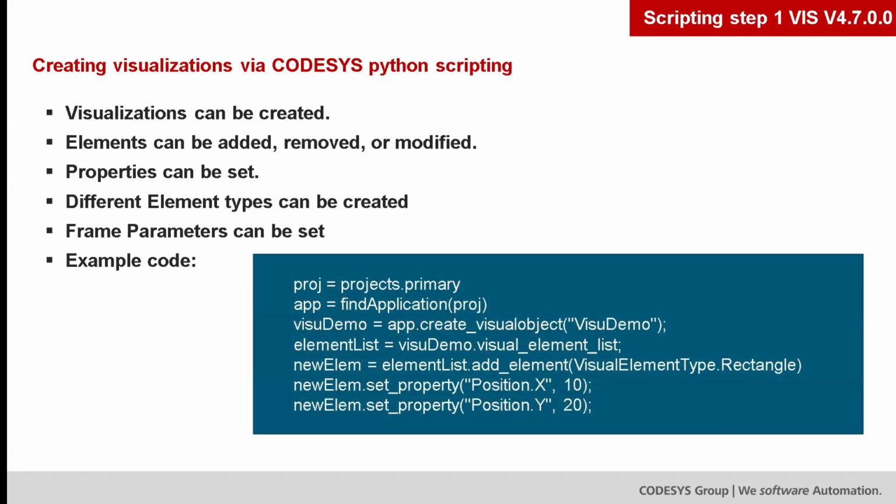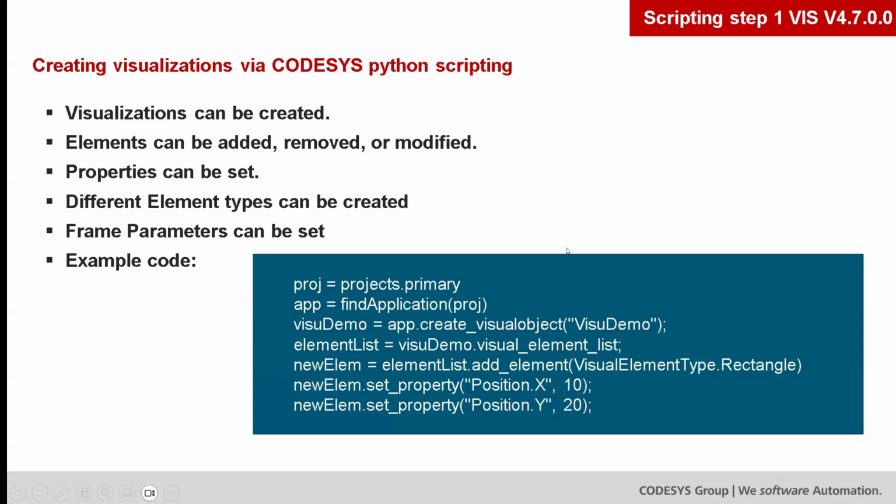I want to show you some example code. First of all, I get the primary project. Then I find the application of the project. In the application, I create a visualization object with the name VisuDemo. From the VisuDemo object, I can get the visual element list. And to the element list, I can add a new element of type rectangle. And then I set the position for that rectangle.